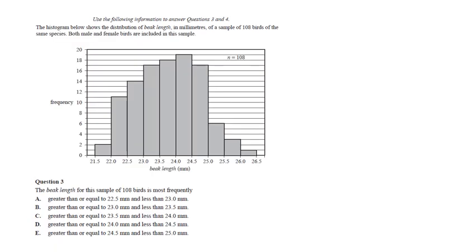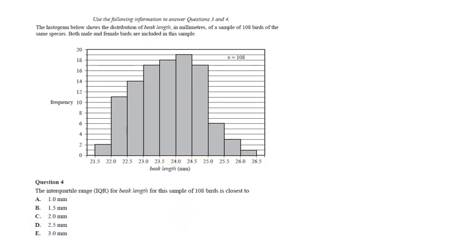Next one, and now this is an interesting one. It's going to ask us to find the most frequent beak length. Well, that's obviously the tallest column. So it's this column, and that's between 24 and 24.5. So it is greater than 24 and less than 24.5. Our answer is D. Now, weirdly, they seem to have got a bit fluffed up here because they actually allowed all three answers on this one.